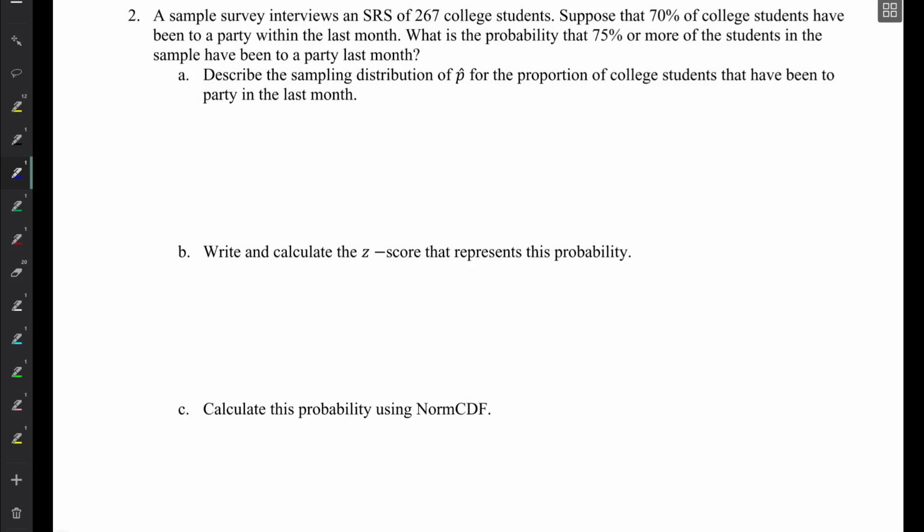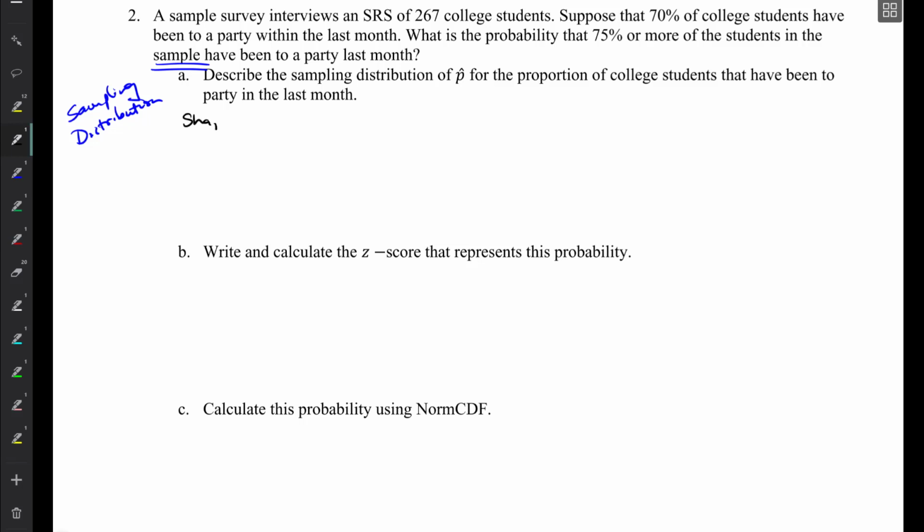All right, we have a sample survey that interviewed an SRS, again, a simple random sample of 267 college students. We want to suppose that 70% of college students have been to a party within the last month. And ultimately, the question we're going to answer is, what is the probability that 75% or more of those students in the sample have been to a party in the last month? Well, since I am talking about the probability of a sample having a certain characteristic, that means I'm going to be looking at the sampling distribution, right? And I need to look at the characteristics of the sampling distribution of the sample proportion by describing the shape, center, and spread, just the same as we had done before.